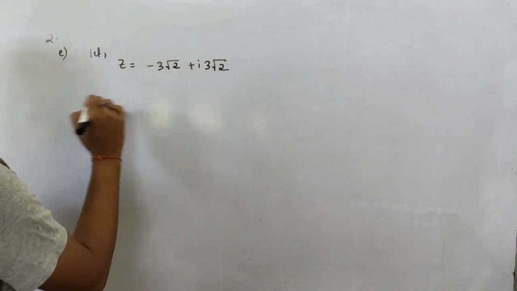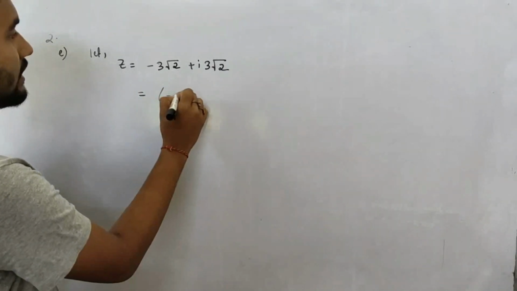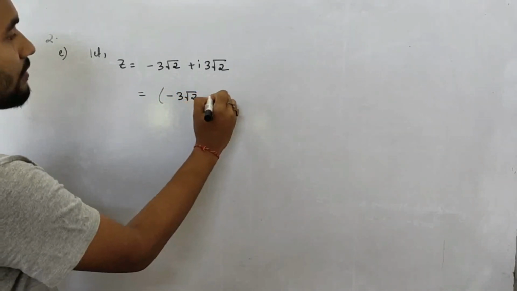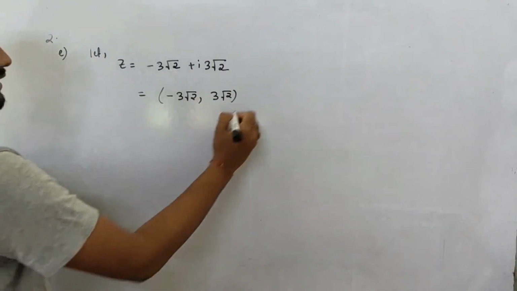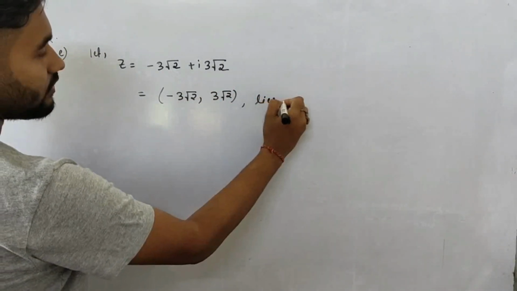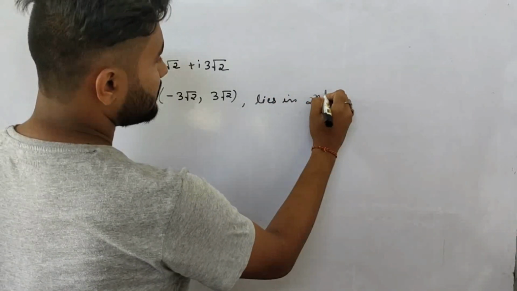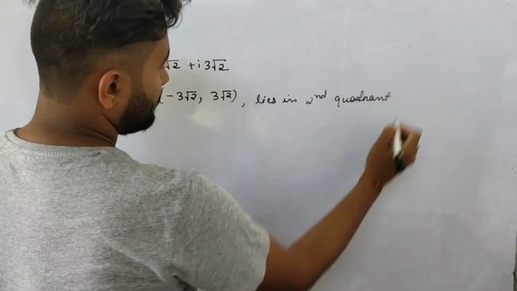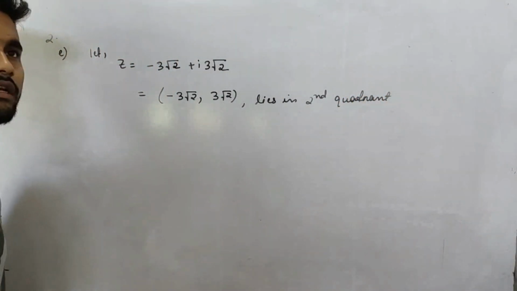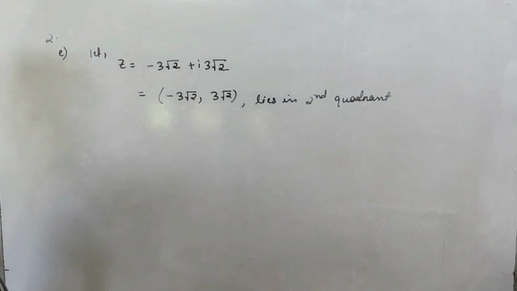I'll write the quadrant at first. So what will the point be? It is minus 3 root 2 comma 3 root 2, right? Which I can say lies in the second quadrant. So for the second quadrant, what is the value of theta? Theta is pi minus alpha. Okay, pi minus alpha. So now let me first find R.